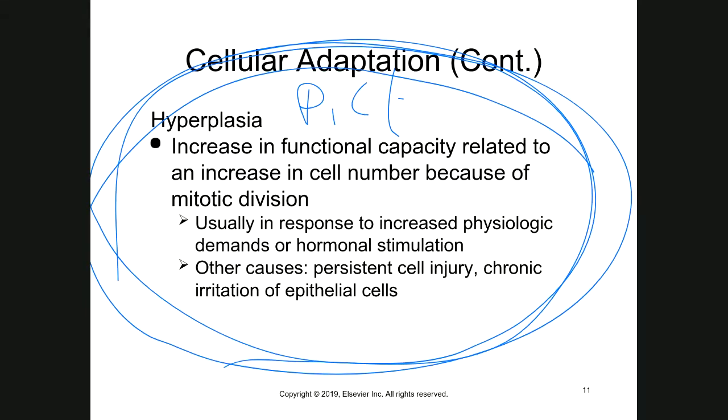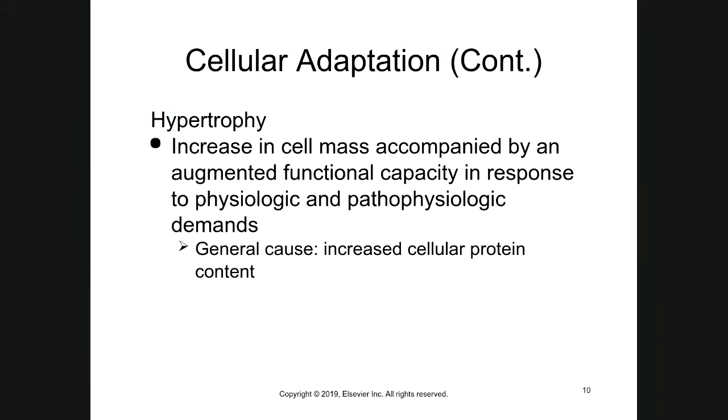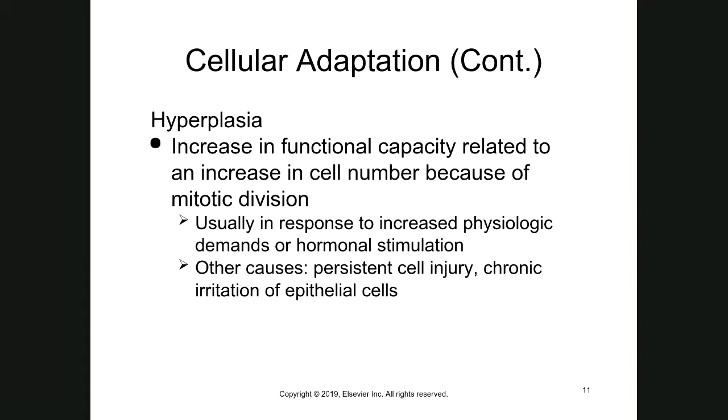Increase in functional capacity related to an increase in cell number because of mitotic division. I will go back to hypertrophy, but here it is an increase in cell mass and an increase in functional capacity because of physiologic and pathophysiologic demand, which could be because of the workout or because of a disease. Be careful with that definition because people tend to confuse them. I can subtract that definition.